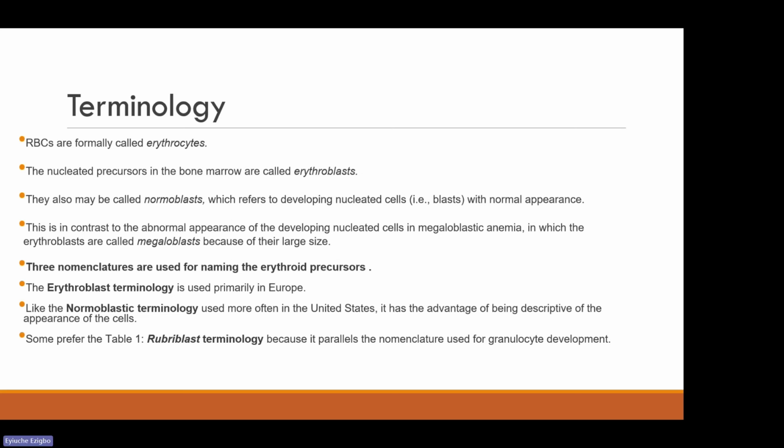Okay, we have the normoblastic terminology. It's used often in the US. It has the advantage of being descriptive of the appearance of the cells. Some prefer to use, as we can see in table 1, the rubriblastic terminology, because it parallels the nomenclature used for granulocyte development. But the more common one is the normoblastic terminology.